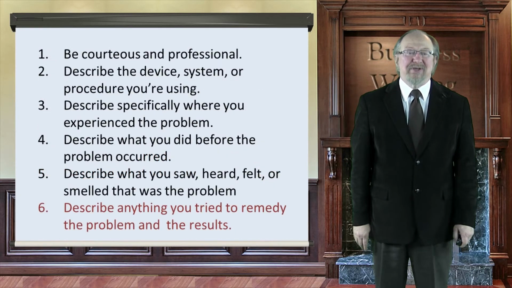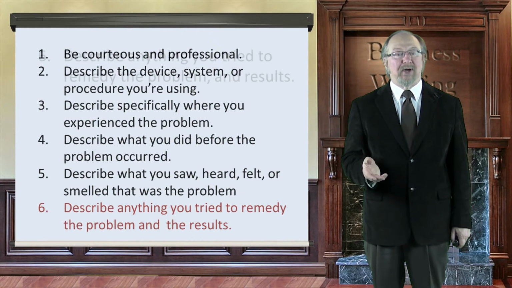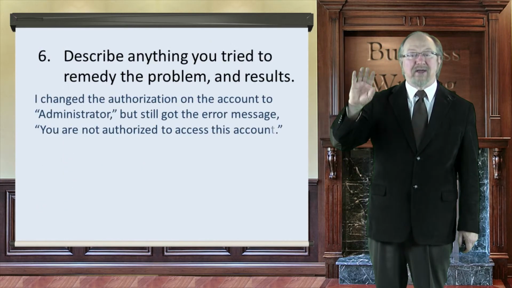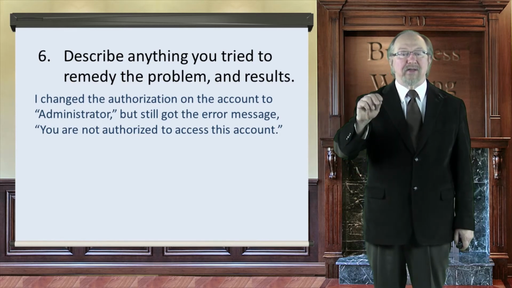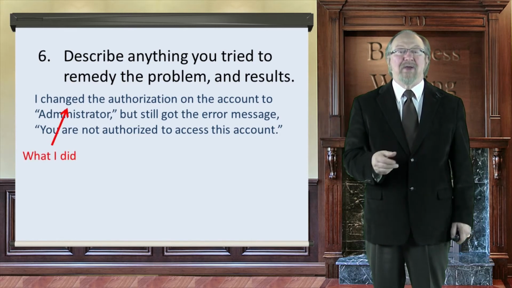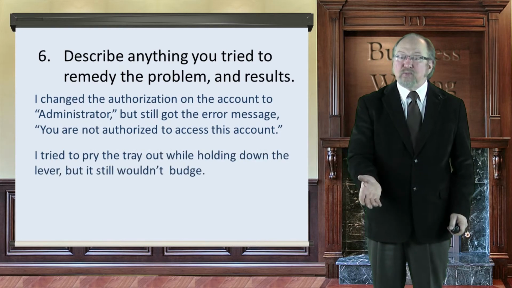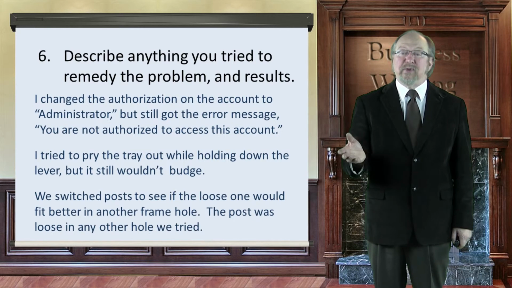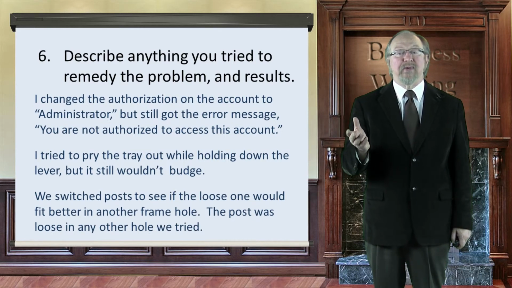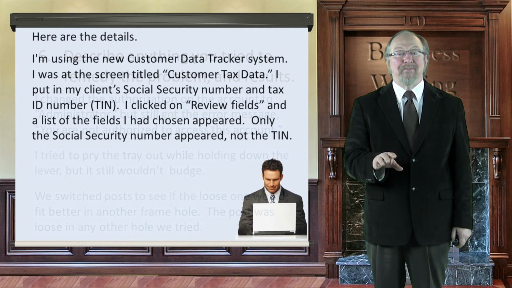The last step in the procedure is to describe anything you tried to remedy the problem and the results of what you tried. I changed the authorization on the account to administrator, but still got the error message, you are not authorized to access this account. Write the actions and what you see, hear, feel, or smell as a result of them. I tried to pry the tray out while holding down the lever, but it still wouldn't budge. We switched posts to see if the loose one would fit better in another frame hole. The post was loose in any other hole we tried.